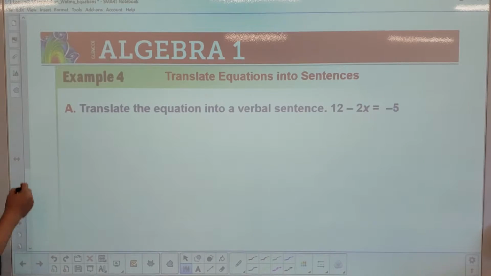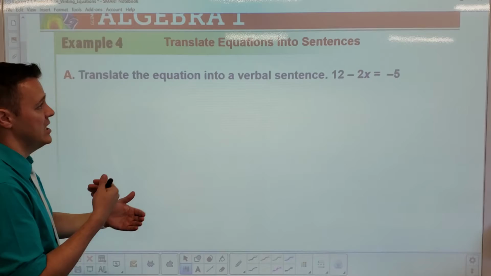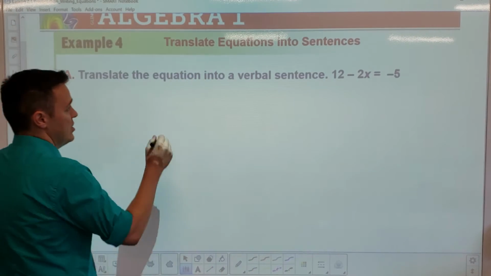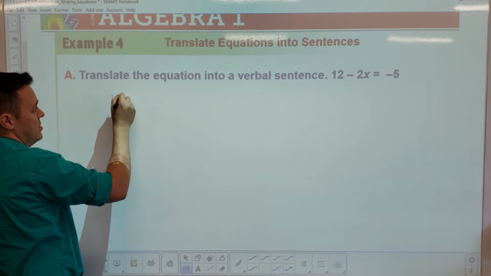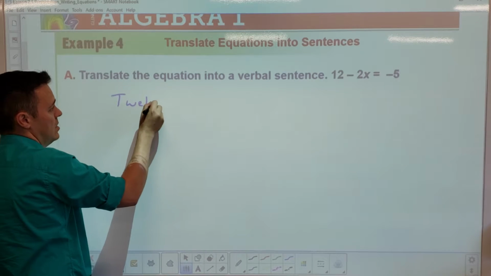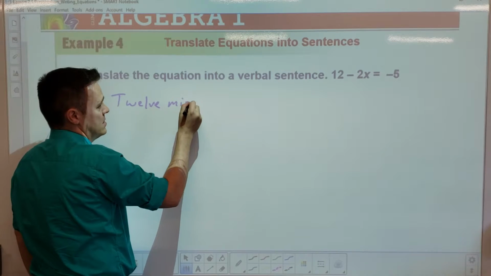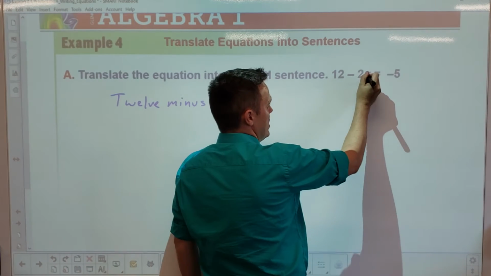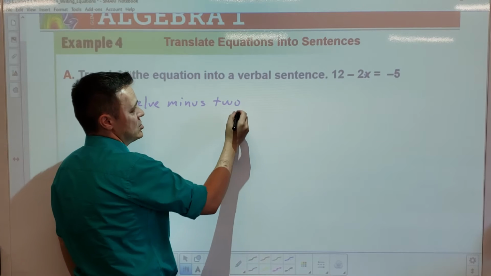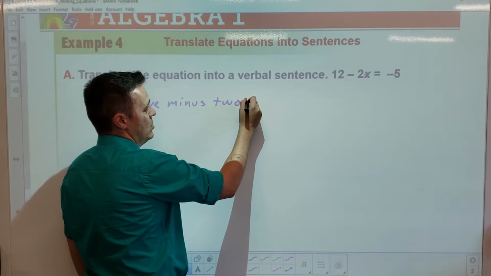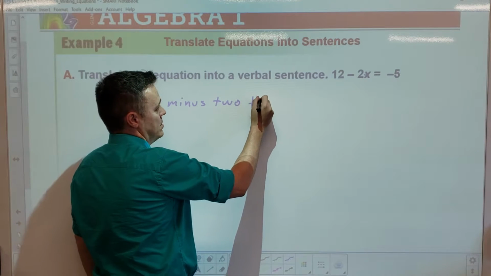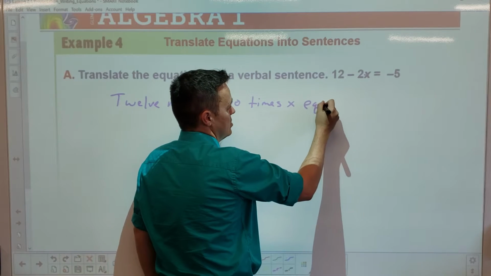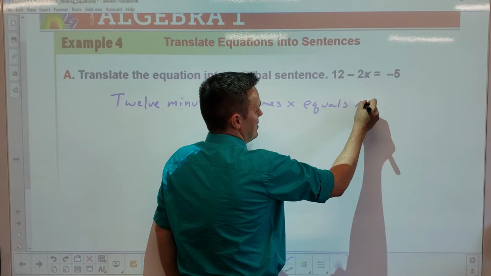All right, one other thing we're going to cover real quick is translating equations into a verbal sentence. Okay? Understanding that as you read that, you just write it. 12 minus 2. And then there's a sign that's written here that we need to write out, times x equals -5.